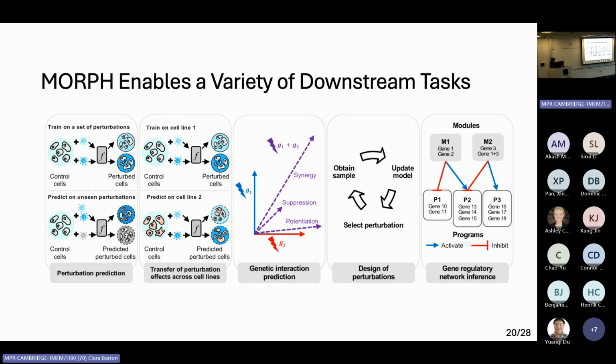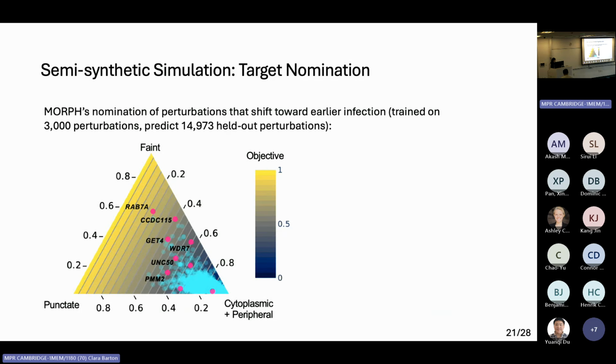But what I will show you in the last part is an example of using this perturbation modeling for the design of perturbations in the next round. So as a warm-up, I will show you a semi-synthetic simulation of doing target nomination, still on the Ebola virus optical pooled screen case. This is a semi-synthetic simulation in the sense that we're just trying to mimic a real experiment and see what it does.